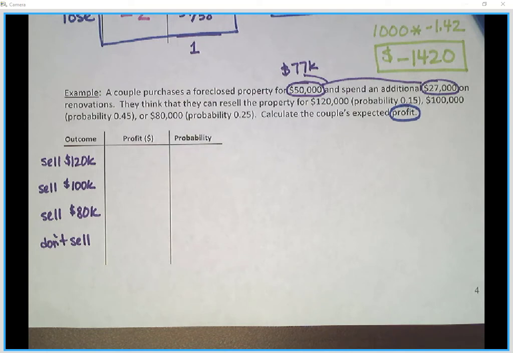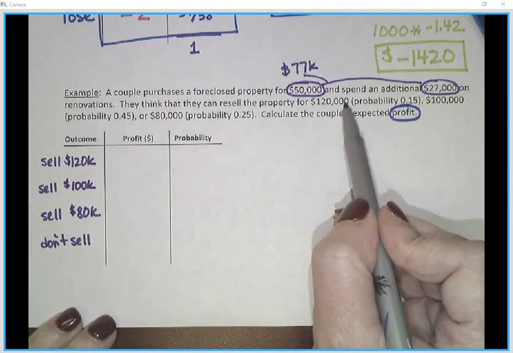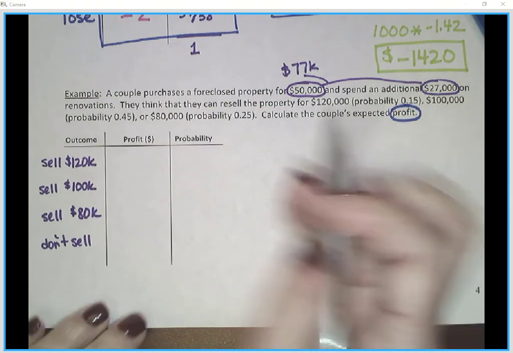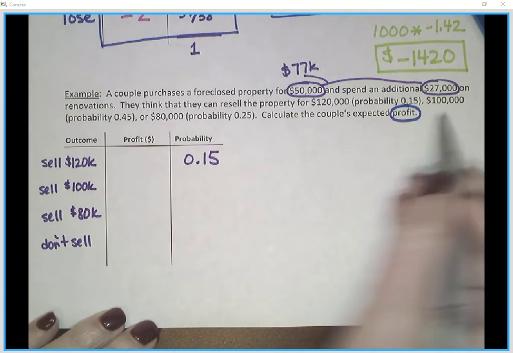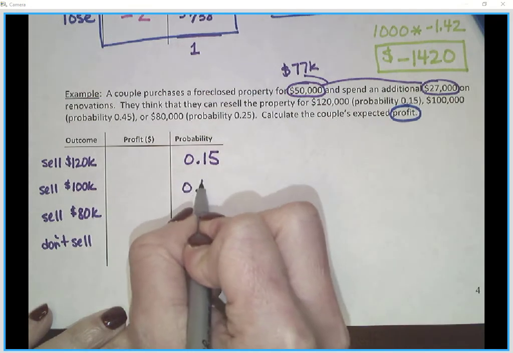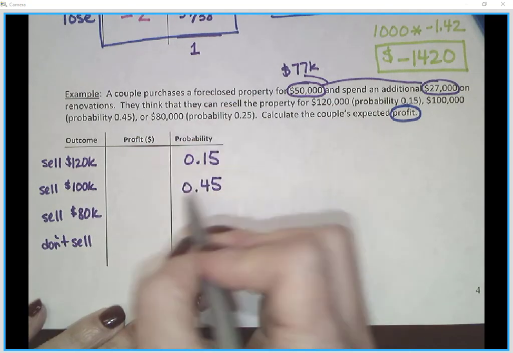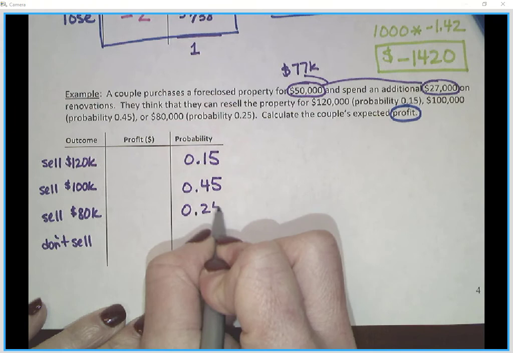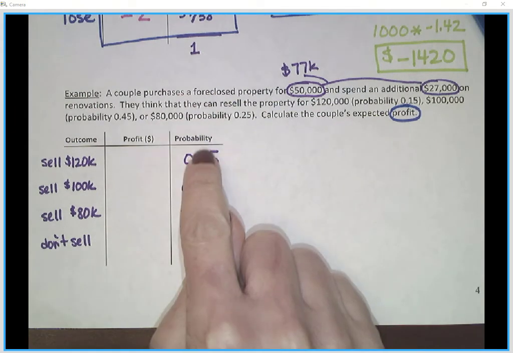Okay. Let's fill out the probabilities first of all. For $120,000, if they sell it for $120,000, the probability is 0.15. $100,000, the probability is 0.45. See, they have a better chance of selling it at that price. And at 80, 0.25.